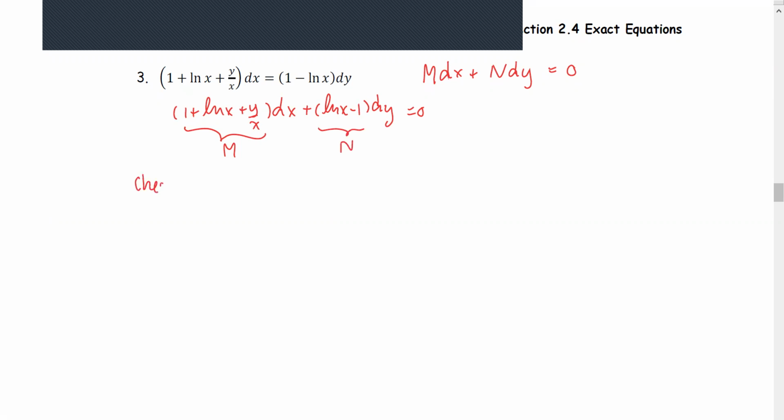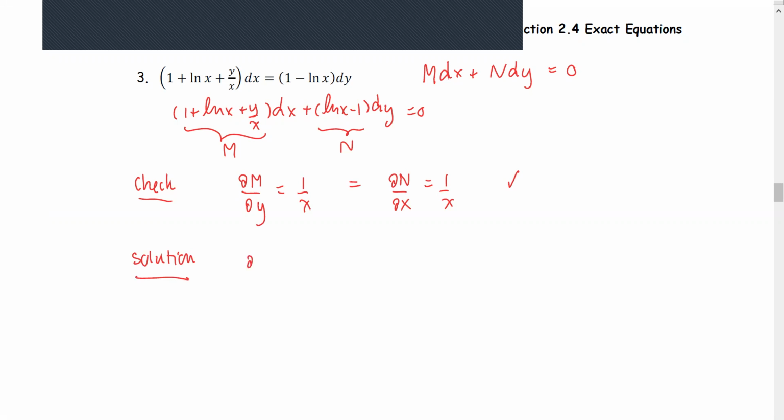Next, we are going to check the criterion, whether this is an exact equation or not, by finding the partial derivative of M with respect to y, and to get 1 over x, and also find the partial derivative of N with respect to x, which is 1 over x as well. So therefore, this is an exact equation. Next, we find the solution.